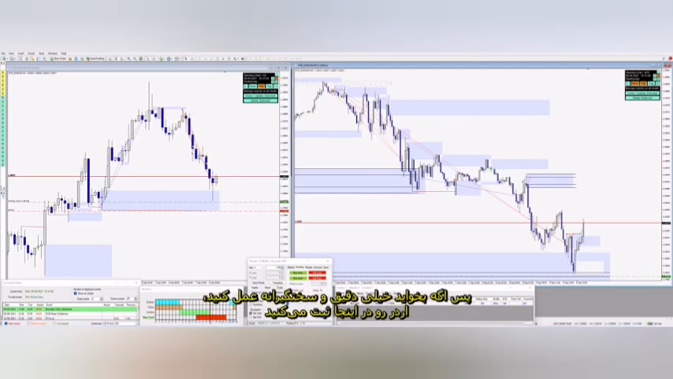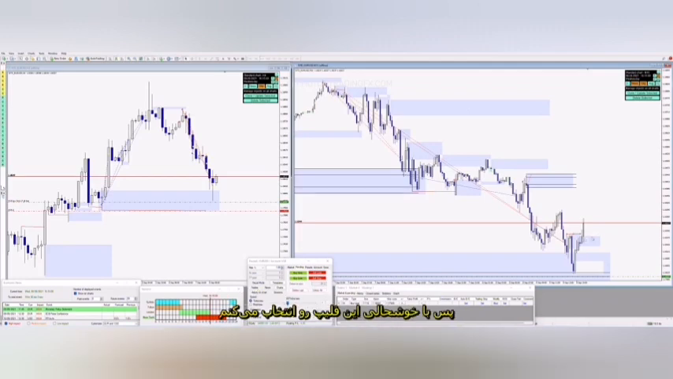So if you were strict, you would set it down here, right? But I like to be a bit more aggressive, and in euro dollar, I don't have it as a strict requirement. So I'd be happy to take this flip here.